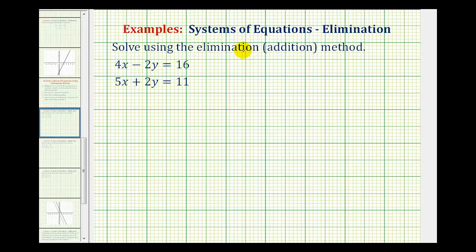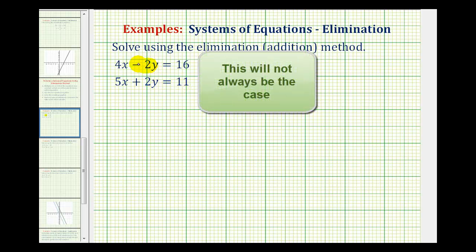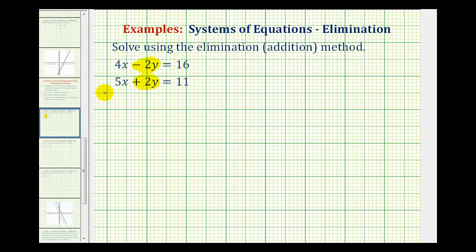So to do this, we want the equations in standard form, where we have the x and y terms on the left and the constants on the right. Notice in our equations, the y terms are opposites. We have minus 2y here and plus 2y here. So if we add these two equations, the y terms will have a sum of 0.